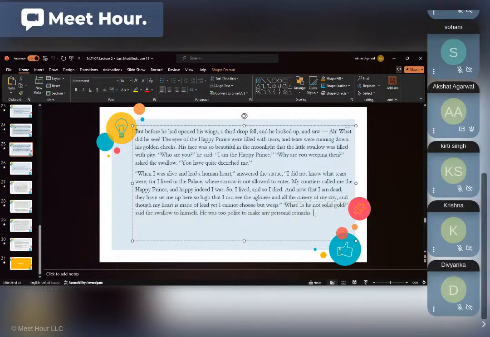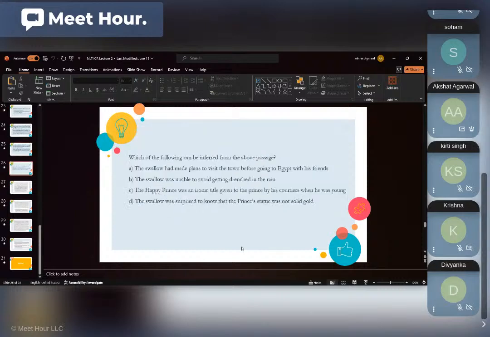The passage does not directly tell you that the swallow was surprised, but if you read this expression, what, is he not solid gold? That gives me an idea that the swallow was expecting that the entire statue, including the heart of the statue, was made of pure gold, but the prince tells her that the heart is made of lead. That's what shocks the swallow, because of which we can infer that the swallow was expecting that the entire statue would be solid gold, but that's not the case. Okay, does that make sense?